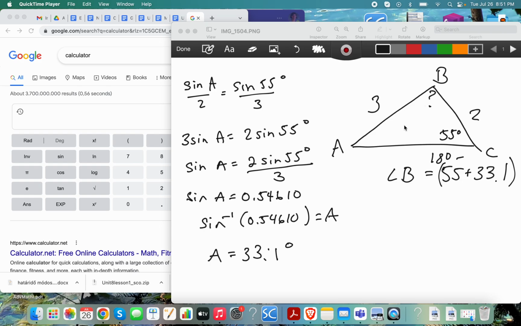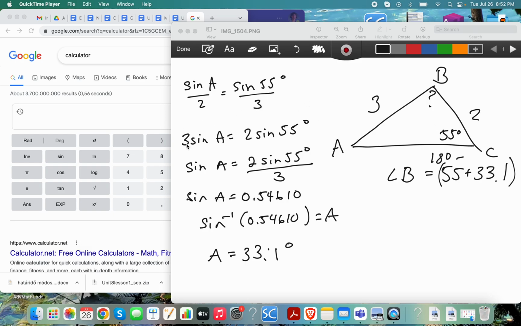It's asking us to find angle B, and it gives us angle C, and it gives us side A and side C. So we can use the law of sines, and you set that up. The sine of A over 2, right? So this angle over 2 equals the sine of 55 over 3.